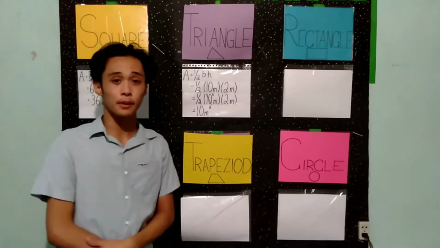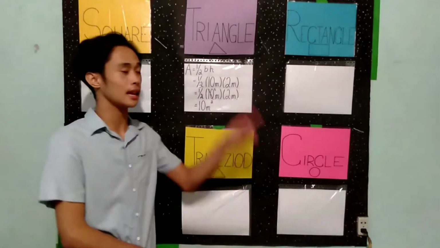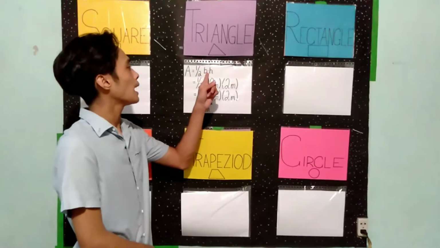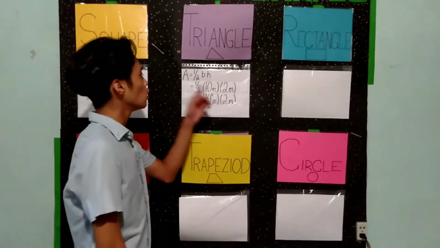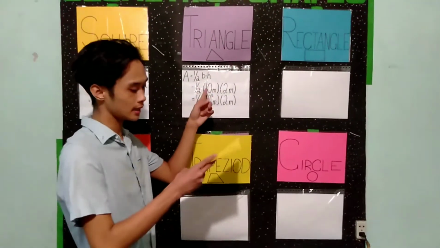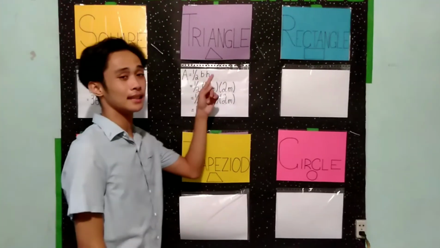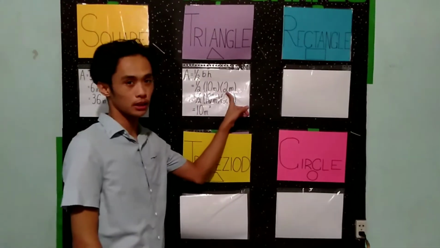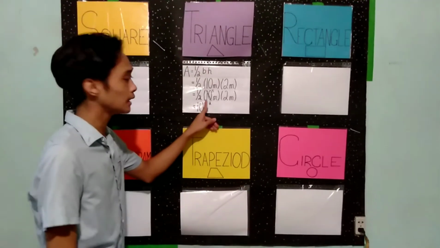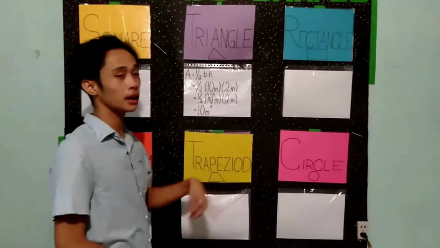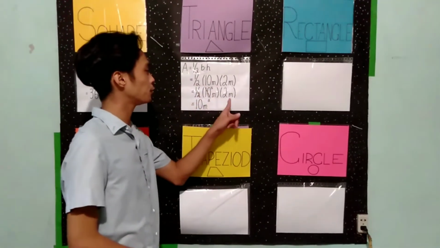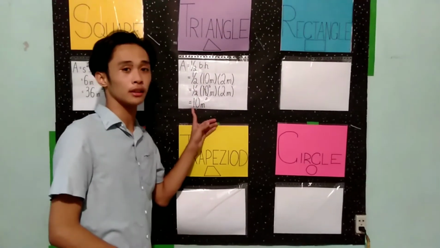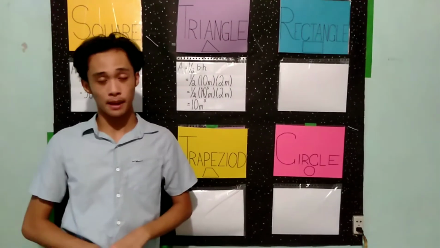Always remember the area of a triangle is A equals 1/2 B times the height. So let's distribute the 1/2. What is the base? That is 10. What is the height? That is 2 meters. The 10 is divisible by 2, so we can divide it to get 5. Then 1 times 5 times 2 is equal to 10. So the answer is 10 square meters.